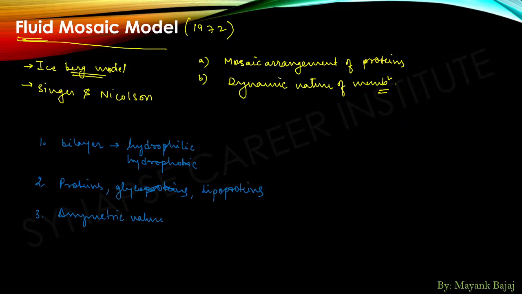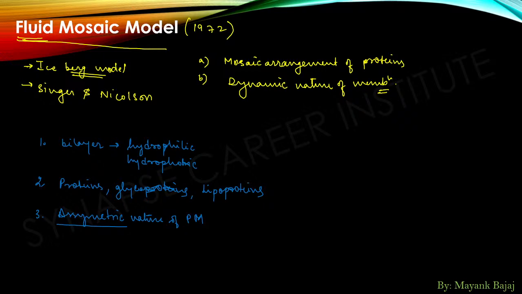Asymmetric nature of plasma membrane. What is the meaning of asymmetric? Asymmetric means there is a difference in composition between the inner layer and the outer layer, right? Like we just studied in the case of mitochondria, the PL ratio was higher in the inner layer and lower in the outer layer, right?